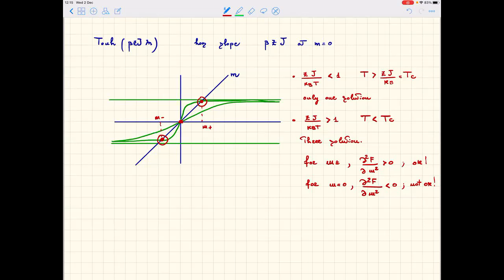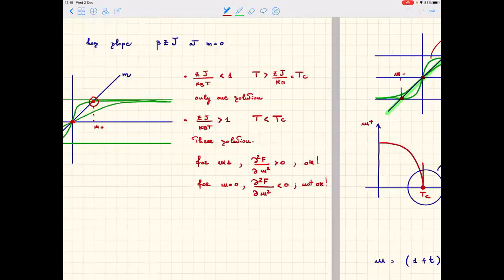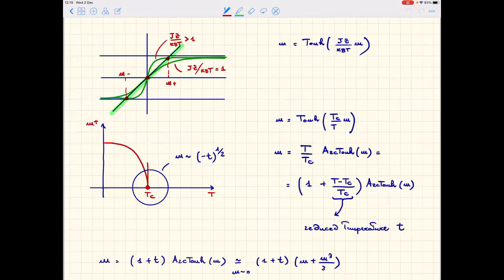Okay, good. And now suppose that I plot m plus, this solution, as a function of T. Well, this is going to be finite all the way to Tc, but I know that for T greater than Tc, there is only one solution, m equals 0. Therefore, the magnetization m plus is going to 0 at Tc, and it's going to 0 in some characteristic way.